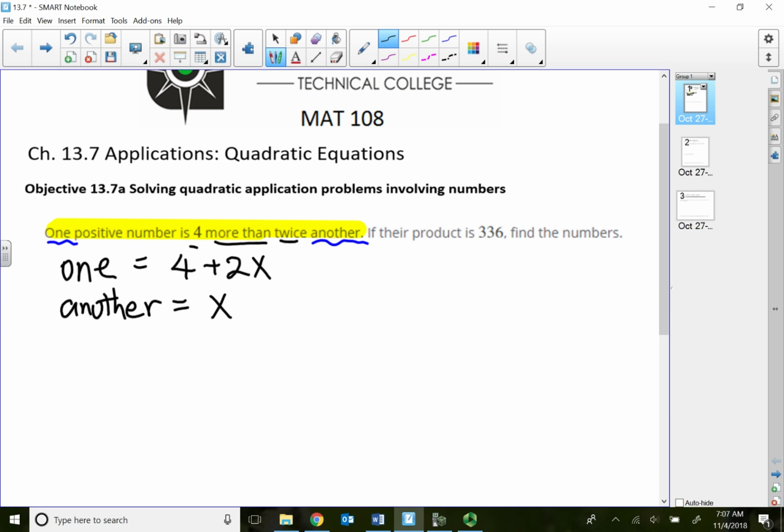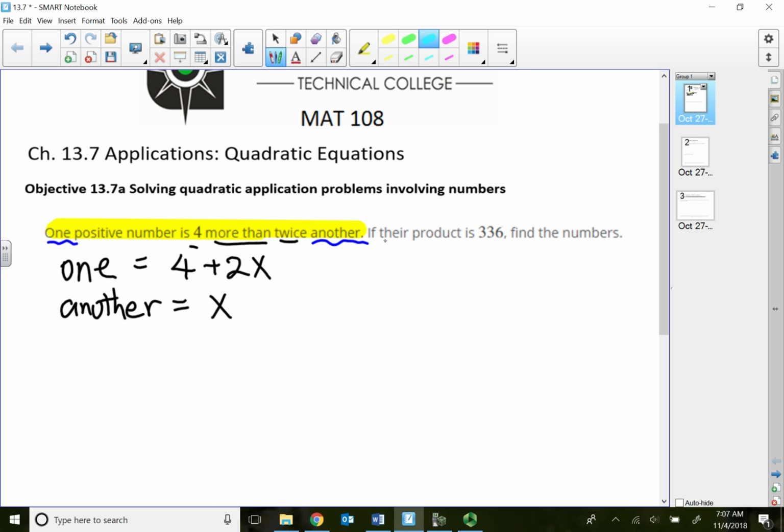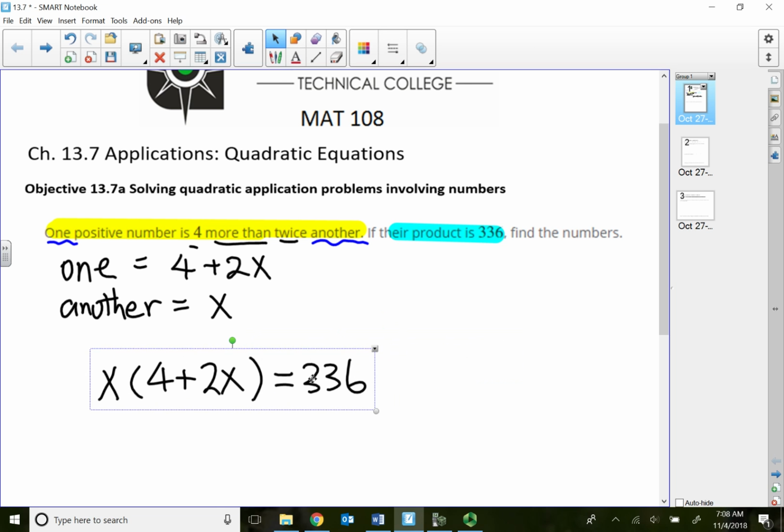All right. Now the next sentence will tell me how to write out the entire equation. If their product is 336, find the number. So that means one number times another number. Their product is going to be 336. So that will be x times (4 plus 2x). Okay, the two numbers multiplied together, their product is 336. There we go.